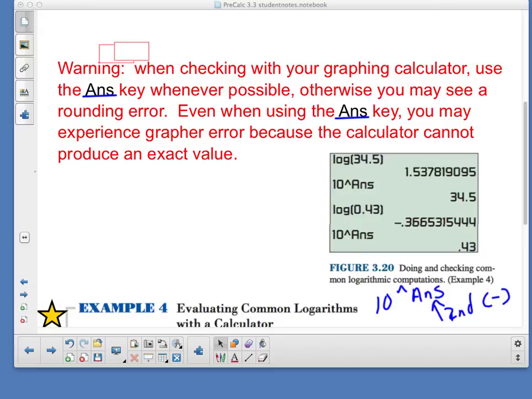And when checking with your calculator, use the ANS key whenever possible. Otherwise, you may see a rounding error if you just decide to stop writing it out or if you write it incorrectly. Even when using the ANS key, you may experience grapher error because the calculator cannot produce an exact value. Let me just get rid of this.